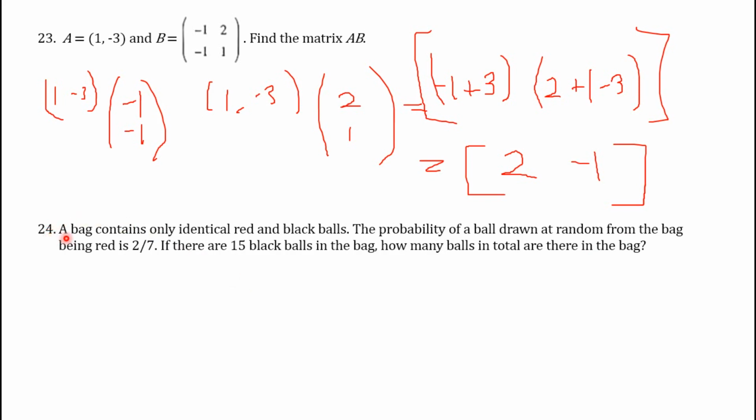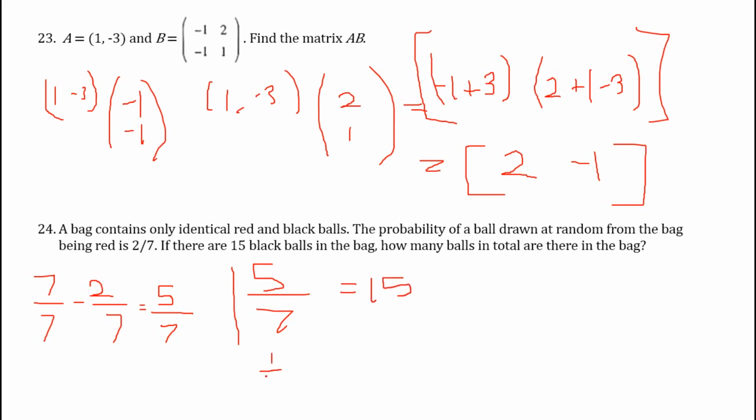So it says here the bag contains only red and black balls. Here they have given the fraction of red balls, so the balance will be black balls. So the black balls will be 7 over 7 minus 2 over 7, that will be equal to 5 over 7. So 5 over 7 equals 15 black balls. So now we should find for 1 over 7. So 5 over 7 equals 15. So 1 over 7 equals, you divide 15 by 5. Therefore that will be equal to 3.